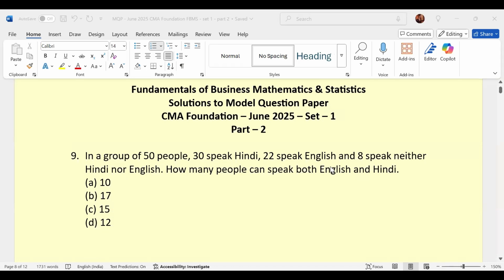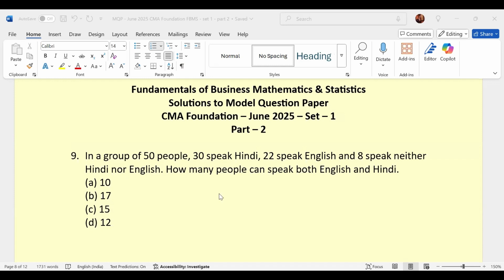Hello everyone. This is in continuation to the previous video, which is about solving the model question paper of CMA Foundation, June 2025 of Business Mathematics and Statistics, Set 1. This is part 2. Question number 9.